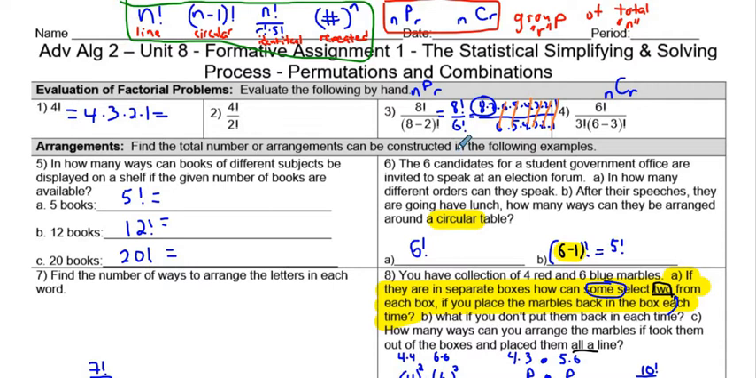Now over here, we kind of have the same situation. We have 6 candidates and they're going to speak. Well, how many ways can they speak? Starts with 6. Then once one person speaks, then 5, then 4, then 3. They're all going to speak, so it's 6 factorial.